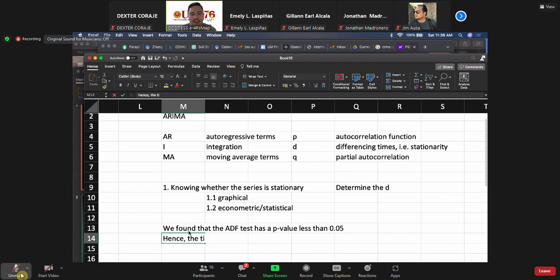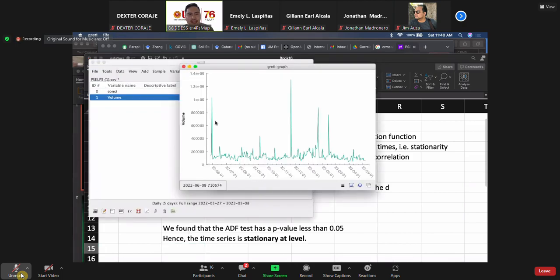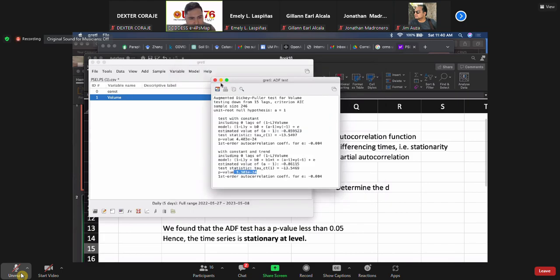Hence, the time series is stationary at level. Did we do differencing, class, or did we not do any differencing? What does differencing mean, sir? That means that we're going to transform this by differencing it. It is subtracting the previous value. I'm not so sure, I forgot which value to subtract from your value. But when you difference it, it's basically doing something like this.